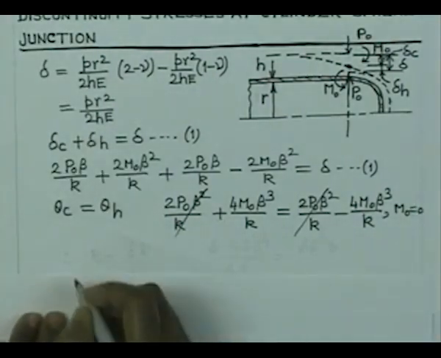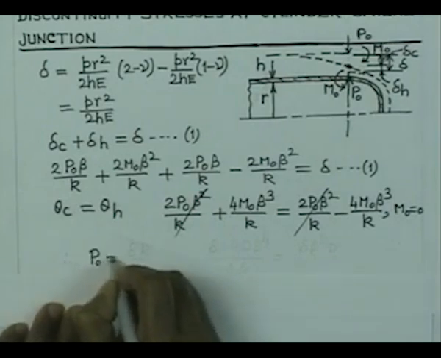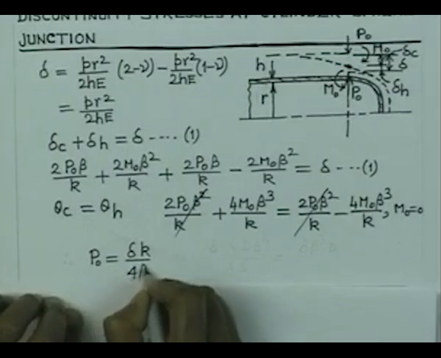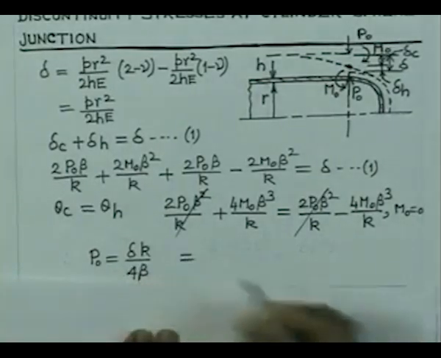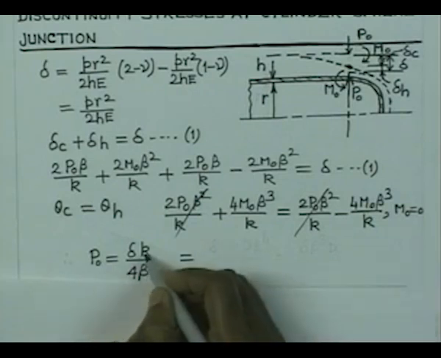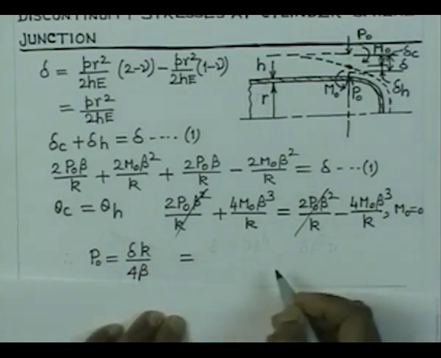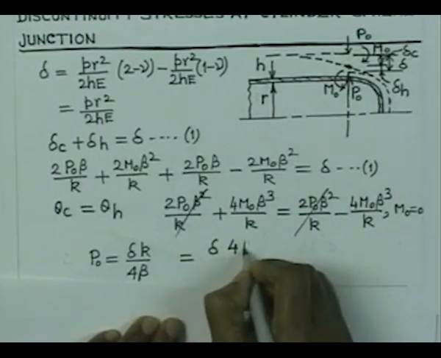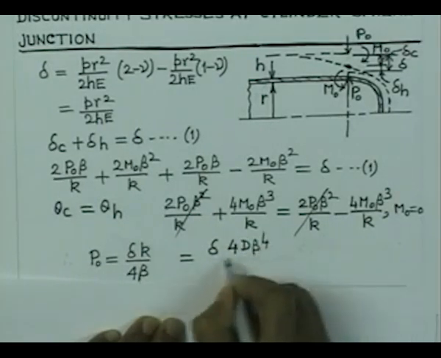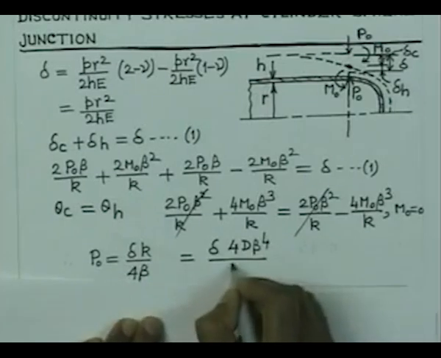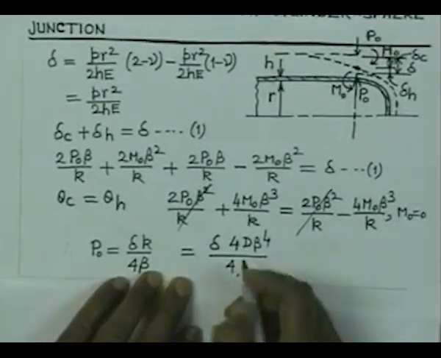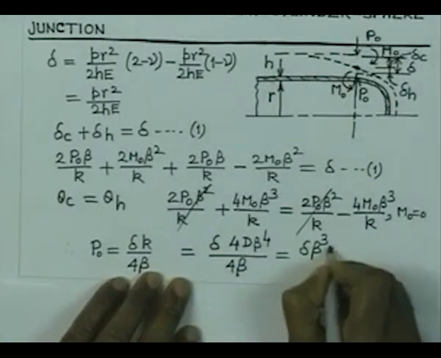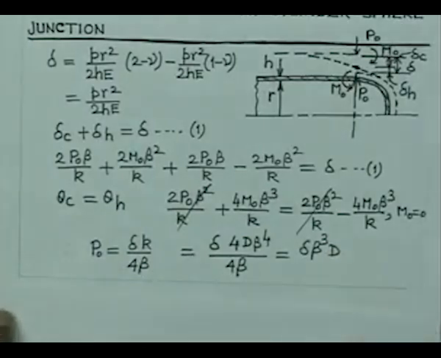On the other hand, you will find P0 is equal to delta k by 4 beta, and once you try to put the value of k in terms of E and all those, we find that this is delta 4d beta 4. We can write this k as this one, and this is divided by 4 beta, and this gives us delta beta cube d. So, the magnitude of the force is this one.